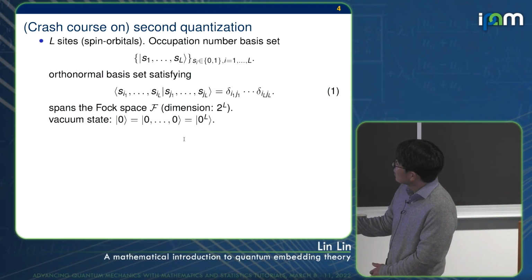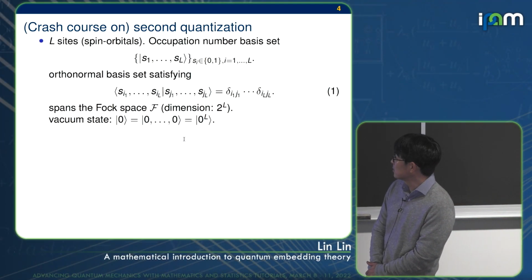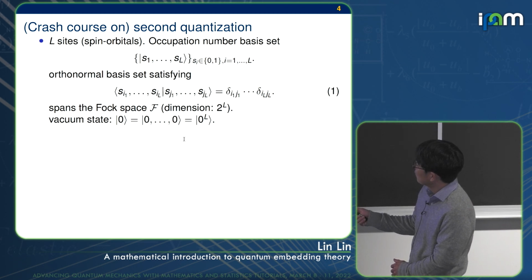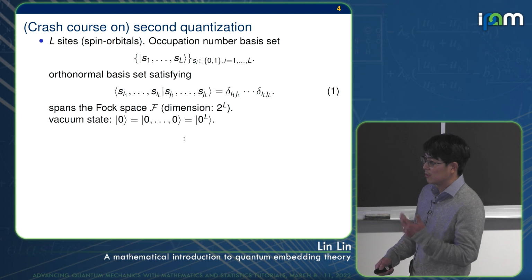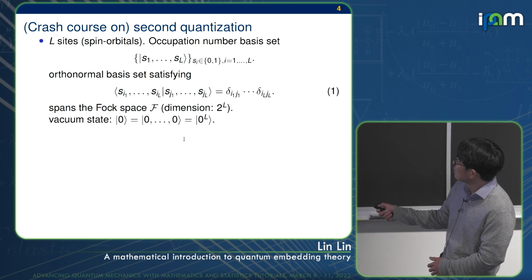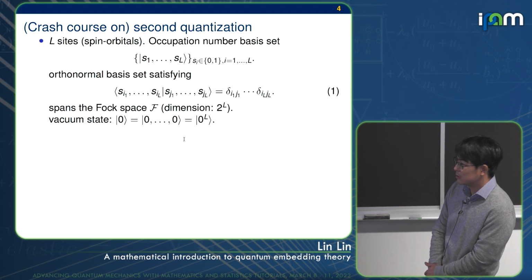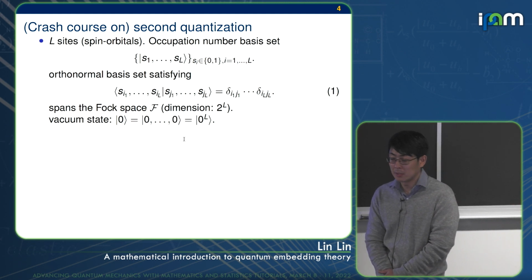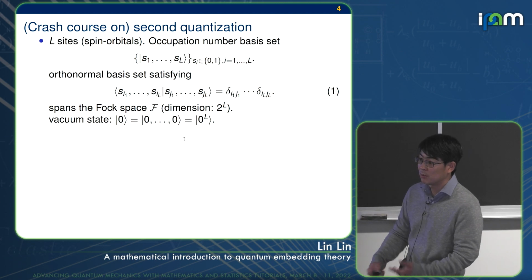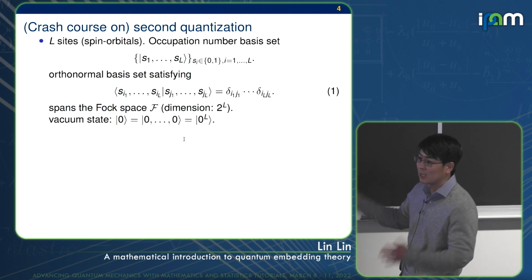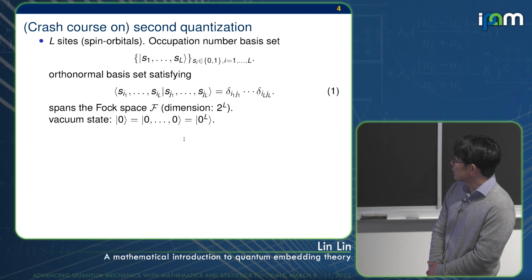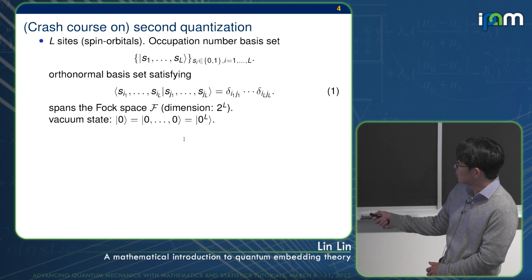So you think there are L sites, which are called spin orbitals. There is something called the occupation number basis, which means that for each site, you can pick, as we heard this morning, plus or minus, or 0 or 1. So for all of them you can choose 0 or 1, so this is a basis of size 2 to the L. You give it an inner product, which means that only if all of them agree with each other, all 0 or all 1, you get 1, otherwise you get 0. This is the orthogonality condition. The span of this is the Fock space, of dimension 2 to the L.